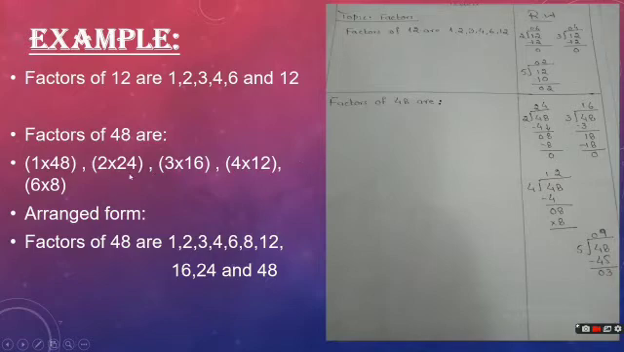So we will write these numbers over here. Then I divided by 3, I get 16. Then I divided 48 by 4, I get 12, and 6 8s are 48, it's easy. So these all are the factors of 48. And then it's your choice whether you write these factors in multiplication form or in this arranged form.